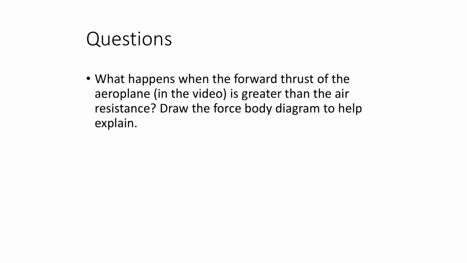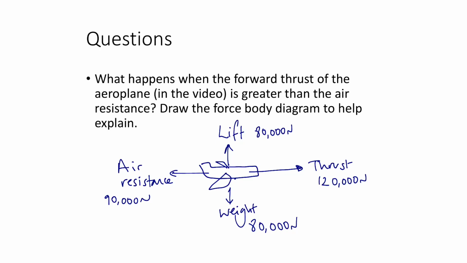So this question relies on the video that you watched at the start. What happens when the forward thrust of the aeroplane is greater than the air resistance? Draw the force body diagram to help explain. So here is our force body diagram from the video, and what you can see is the forward thrust is 120,000 newtons and the air resistance backwards is 90,000 newtons.